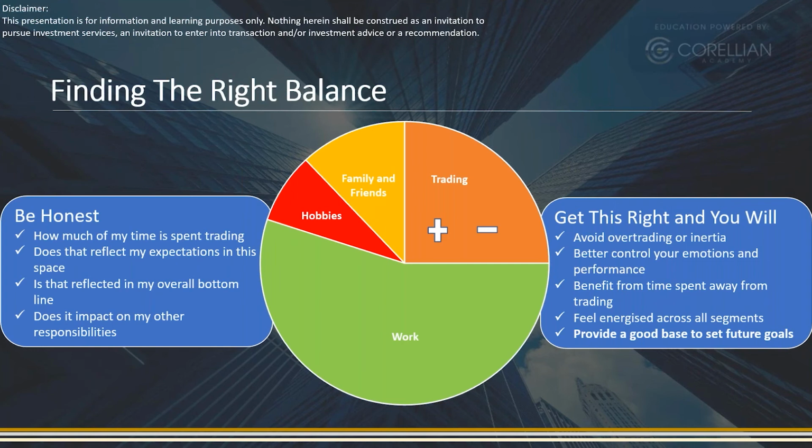So, I think if we answer this correctly and get this segment right, we will avoid over trading or indeed inertia. We will have better control of our emotions. This is a key thing for me. If we know we're trading at this point in time, and to a point, we've actually given ourselves license to trade for this amount of time per day or whatever, we'll feel good about ourselves. We're not doing anything naughty as such. We'll be able to control our emotions, and I think our performance will improve from that.